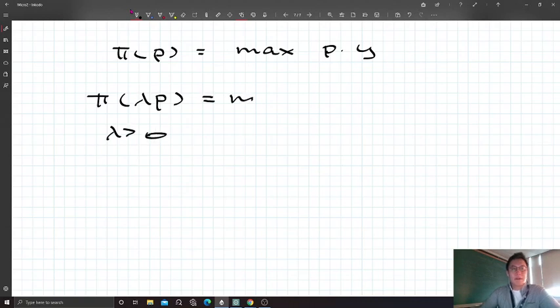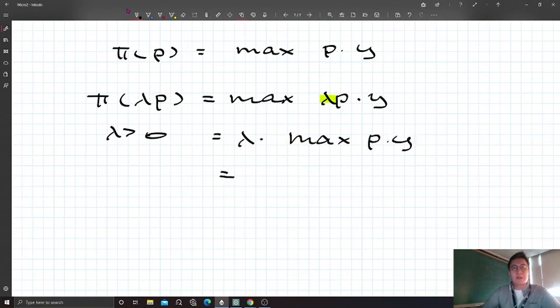Then by definition, this is going to be lambda p dot y, okay? And because this lambda is a constant, we can pull it out and put it in front. So then it's going to be lambda times max p dot y, but max p dot y is the original profit function at price vector p. So we can easily see the profit function is homogeneous of degree 1. All right.